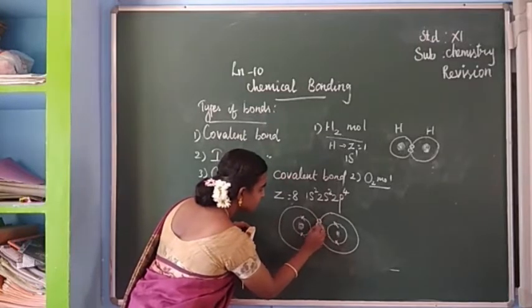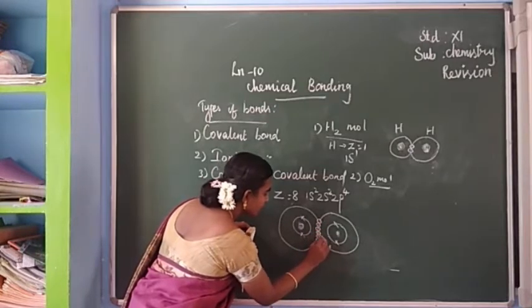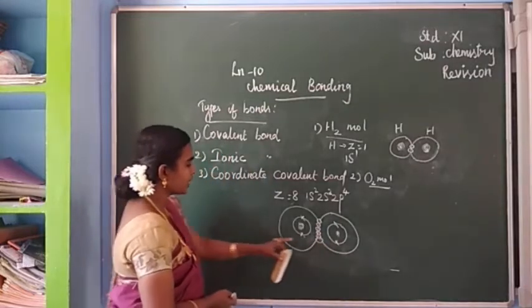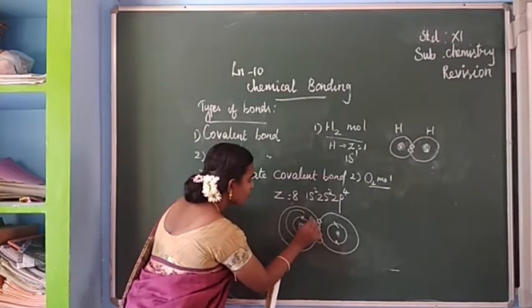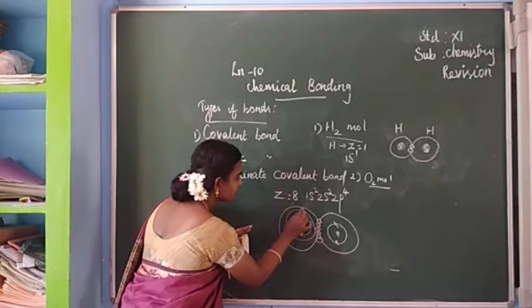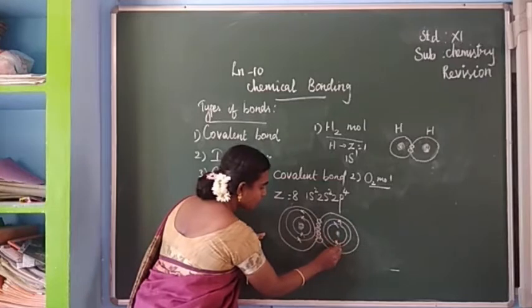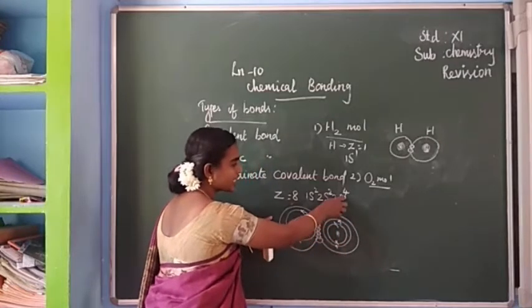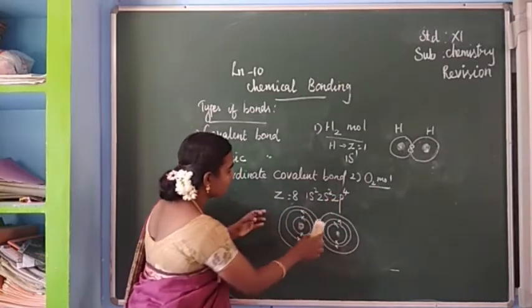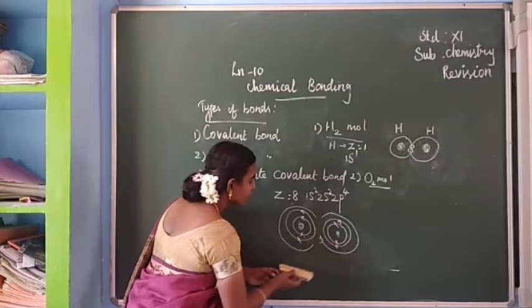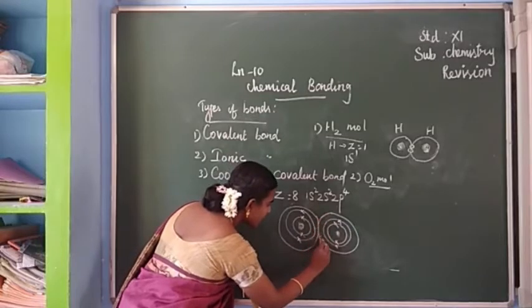1, 2, 3 pairs. That means it is giving 1 more 2s2. Here also I missed 2s2. I am drawing 2s2. Then 2p shell, it is having 4 electrons. So among this I have drawn 4 electrons of the oxygen atom. So only 2 pairs are shared between this.